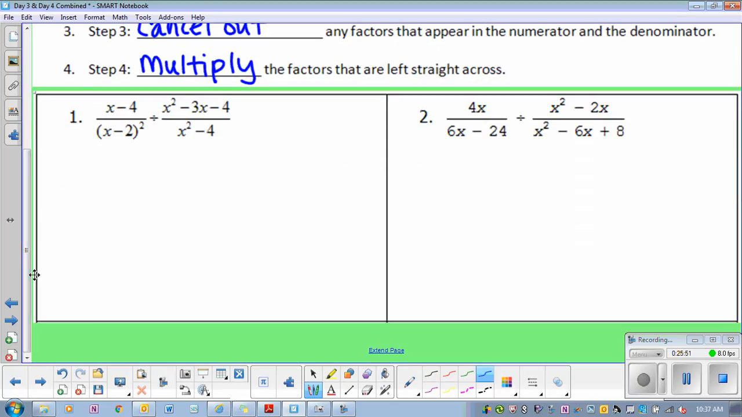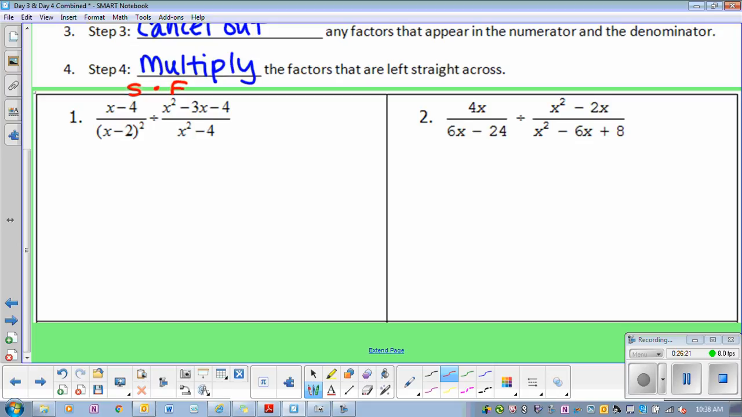Alright, so let's look at number 1. I see a division. We're not dividing, right? We're really multiplying. So I have to tell myself, okay, this is S times F. Like San Francisco. Sweet Frog.